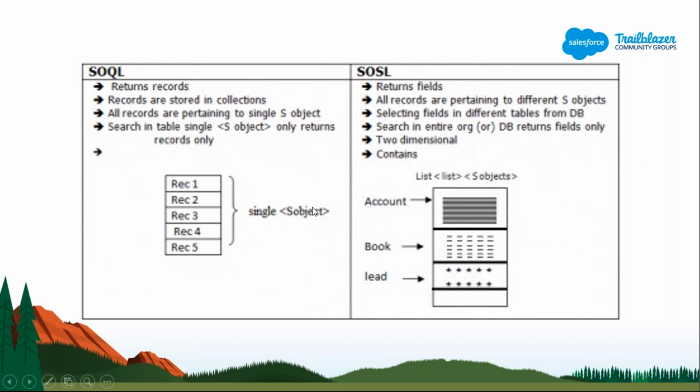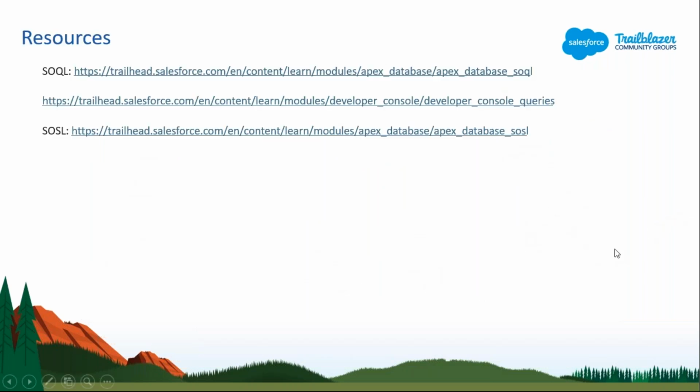In SOQL, you can query on a particular object, but with SOSL you can query on multiple objects. SOQL returns the table of a single object. SOSL will search your entire org or database, and it will return the fields. These are some differences between SOQL and SOSL, and you can go through the Trailhead pages of SOQL and SOSL and you'll get more idea about it. So that's today's topic.